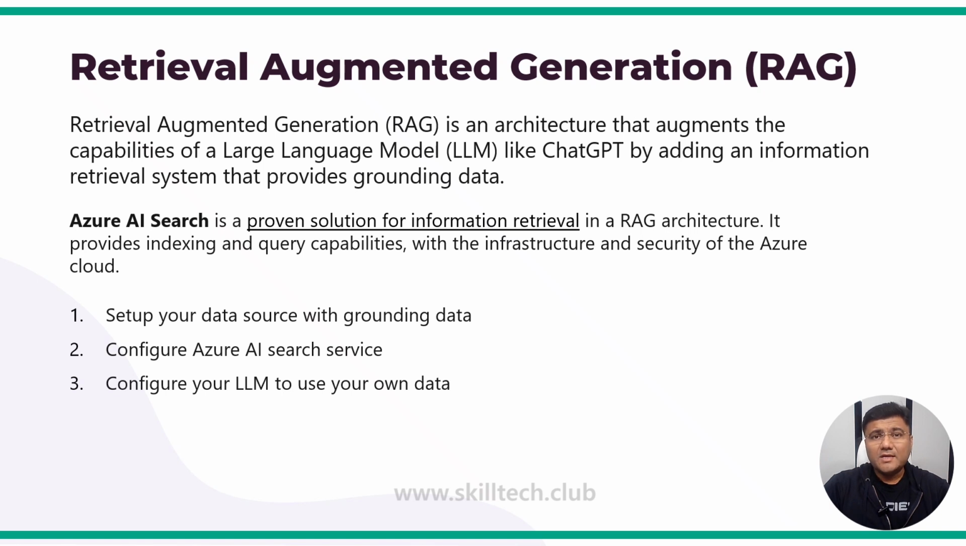Once you have created an index on which you can search, the next thing is you have to associate that with your Azure OpenAI service. And that is where you're going to use your LLM model, and you'll connect that LLM model with this particular grounding data. And that's exactly what we are going to do in today's video.